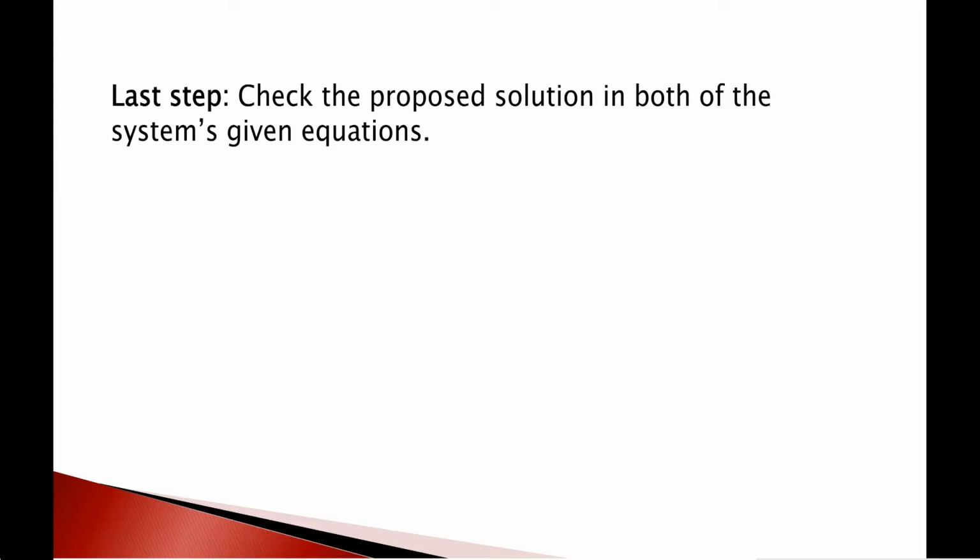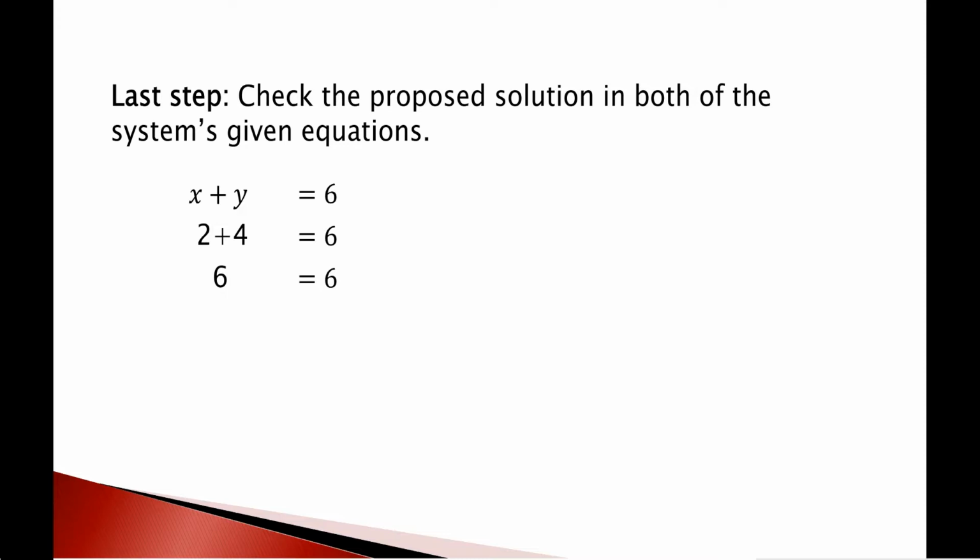In our last step, we are going to check our proposed solution and verify whether this solution is actually the correct solution for this system or not. So let's pick the first equation, which is x plus y equal to 6, and substitute 2 for x, 4 for y. After simplifying, we get our left hand side 6 equal to our right hand side, which is also 6. So this proposed solution (2, 4) satisfies our first equation.